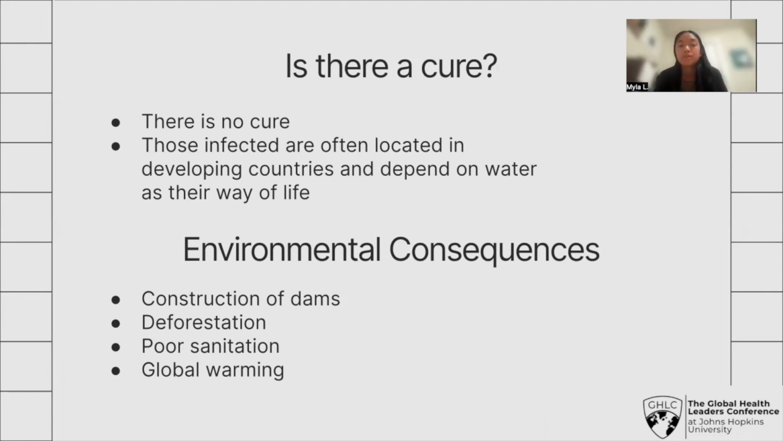I also wanted to talk about the environmental consequences that can exacerbate schisto. This includes the construction of dams and deforestation, which often opens up new habitats for the snails, which again are the intermediate hosts. In addition, poor sanitation can lead to increased infection rates, and global warming can increase the surface temperature of the waters, which, because these snails are tropical, will increase the number of snails found in the waters.